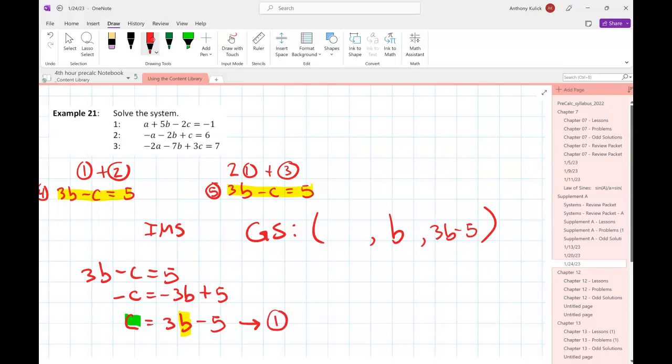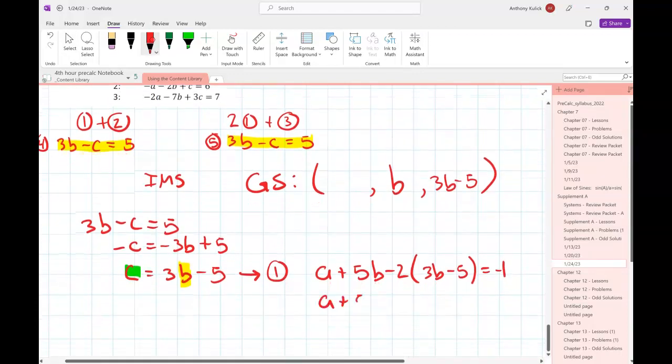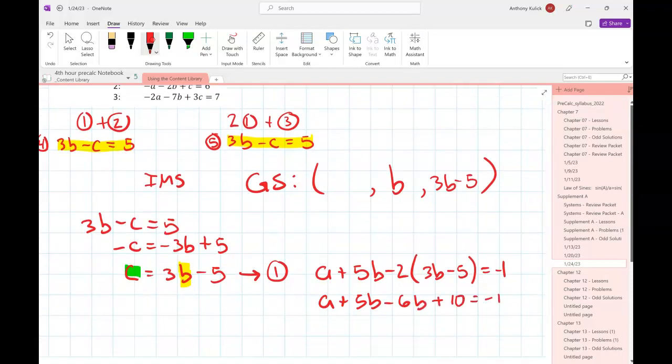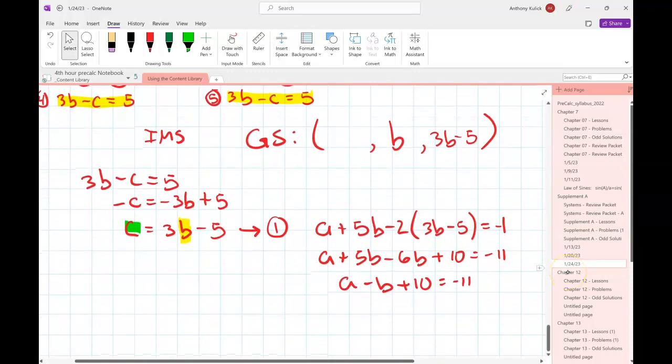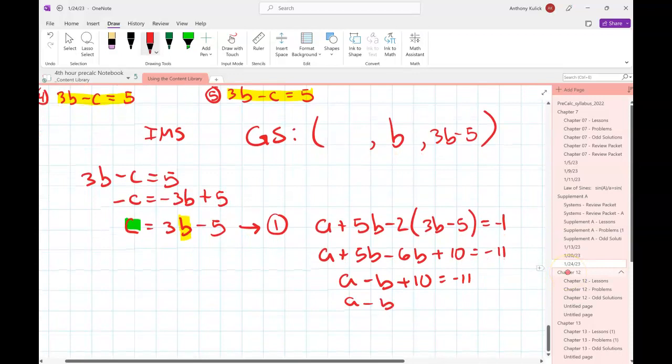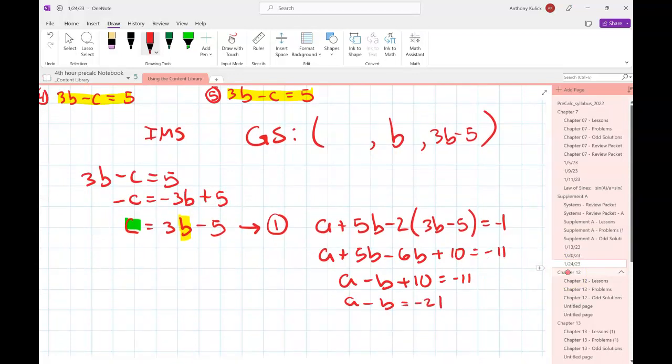I'm going to use equation 1 because it's easy to get the A out of that. So in place of C, I'm going to plug in 3b minus 5. And I'm just going to isolate A. So I'll distribute that negative 2 through. Combine my like terms. And then I'm going to subtract 10 from both sides. And then add B to both sides.